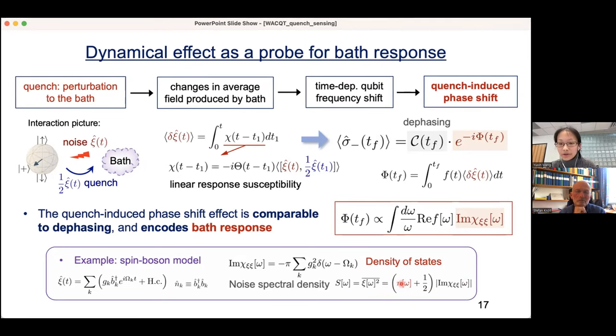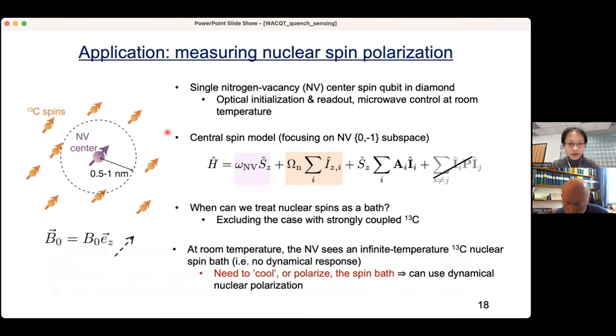So now that I have shown you that indeed this quench induced phase shift really encodes information about the response properties of the bath, let me tell you about an example where we can actually measure this phase shift in a realistic system. The quantum sensors that we pick correspond to single nitrogen vacancy centers in diamond, with the corresponding environment given by its surrounding carbon-13 nuclear spins.